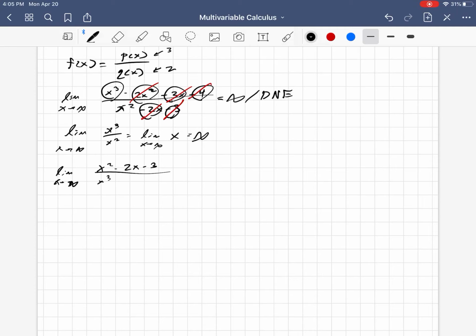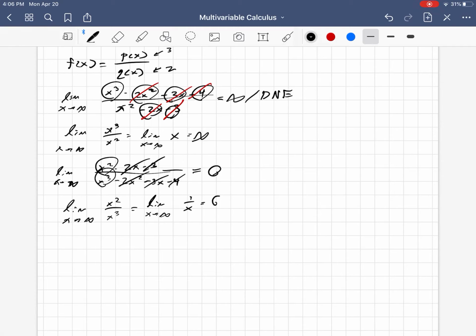One more example. Let's flip it. Let's say we have the limit as x approaches infinity of x squared minus 2x minus 3 over x cubed minus 2x squared minus 3x minus 4. All I've done is flip the fraction. Now I can tell right away that that limit's going to be 0. Why? Again, this x squared is the dominating term. We can get rid of the 2x and the 3. This x cubed is the dominating term. We can get rid of the 2x squared, the 3x, and the 4.